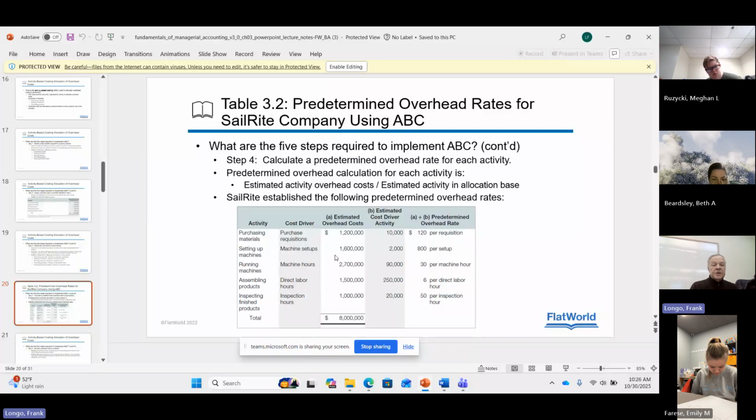So the machine setups, we estimated that they would cost $1,600,000, and we estimate that it will involve 2,000 setups. Set up the machine 2,000 times. So the predetermined overhead rate is 1,600,000 divided by 2,000. Gives us $800 per setup. So we do that with each of these activities. We okay with that? Questions on it?